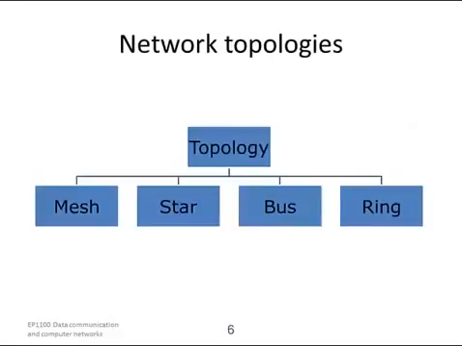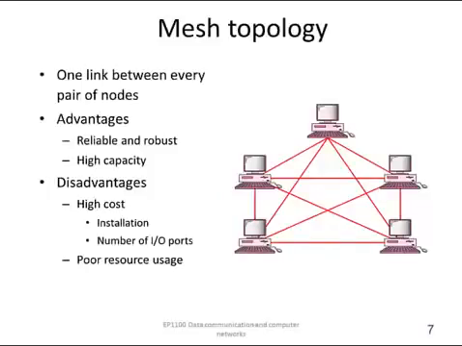With network topology, we need the structure of the network, how it's connected together with links and nodes. There are four common topologies that we'll review here: mesh, star, bus, and ring. Mesh topology is built by one link between every pair of nodes. The advantage is that it's reliable and robust, because if a link fails, it only affects the communication between that pair of nodes. It has high capacity, because each pair of nodes also has its own link.